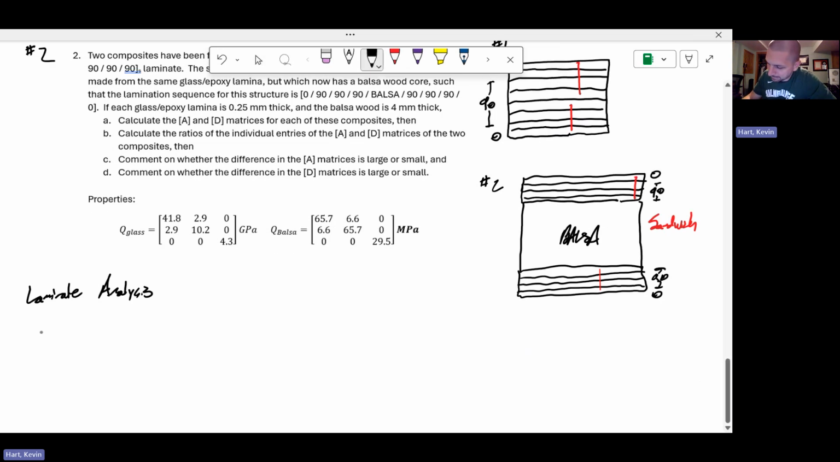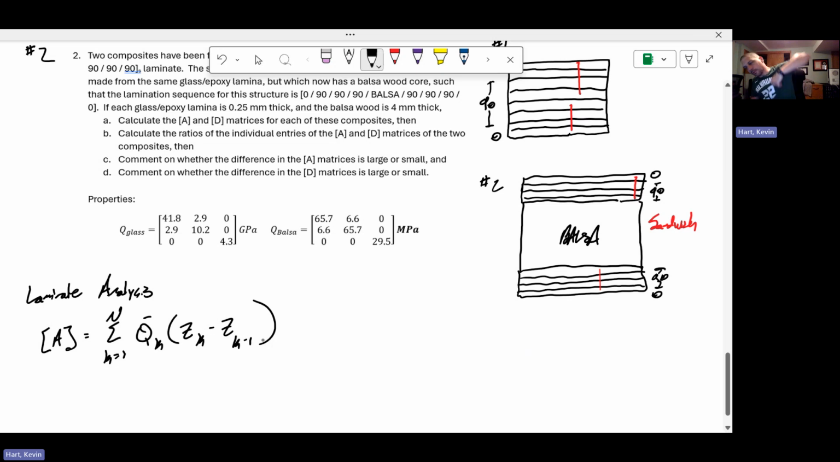All right. So remember, A matrix is the summation, k equals 1 to N, of Q bar k times z_k minus z_(k-1). Right? Remember what each of these is? This z_k minus z_(k-1), this is a z height. So z is the z height. It's the height from the center of the stack.